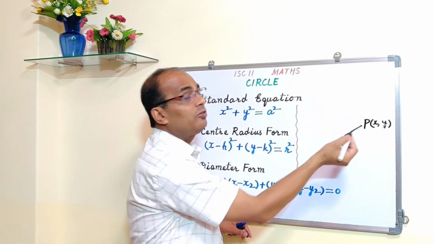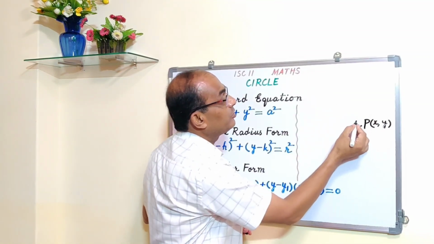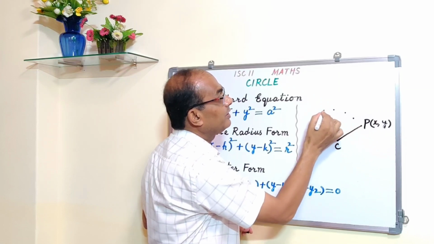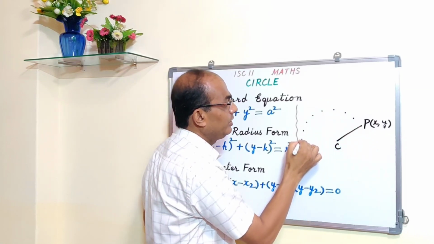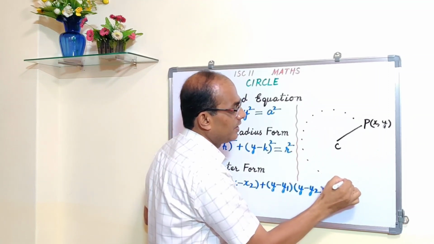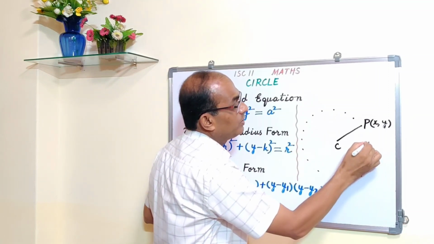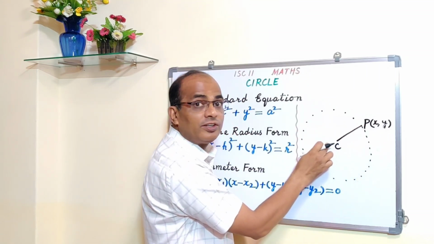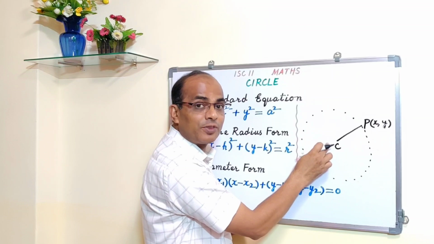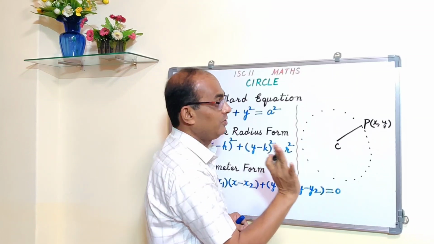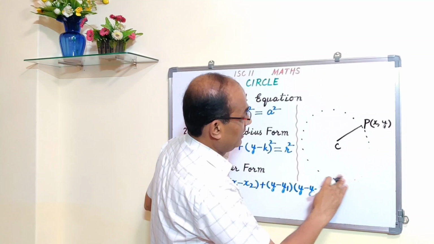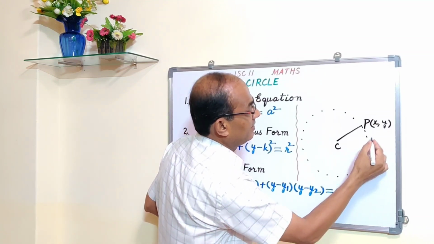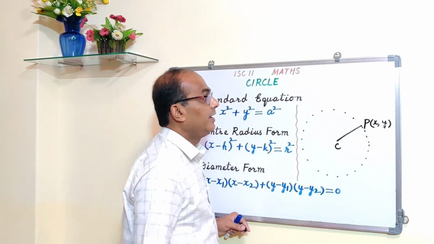Alright, the point is moving in this plane. See different positions of the point. The point P is somewhere here, P1, P2, P3, P4, like this it is moving in this plane and following the condition. What is the condition? The condition is that the distance of this point P from this fixed point C is always constant. Got it? This is the circle.